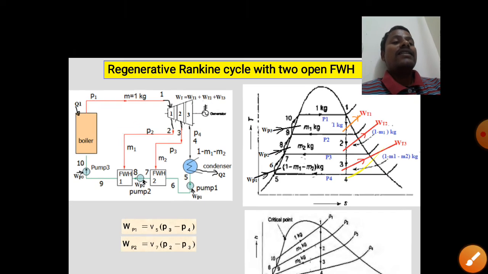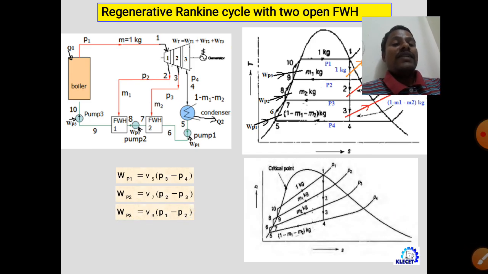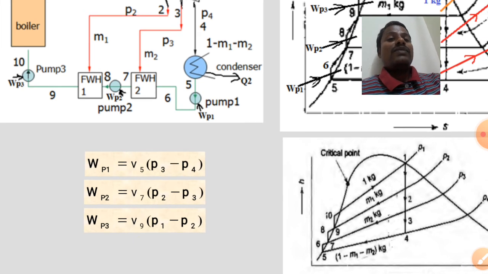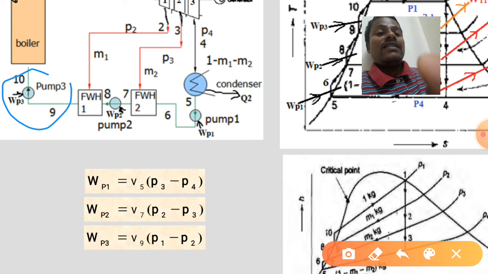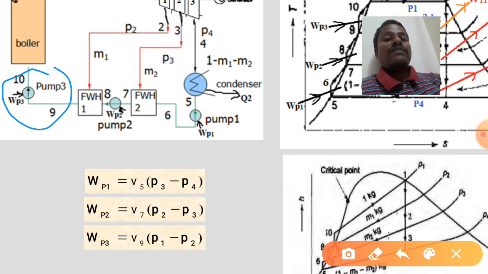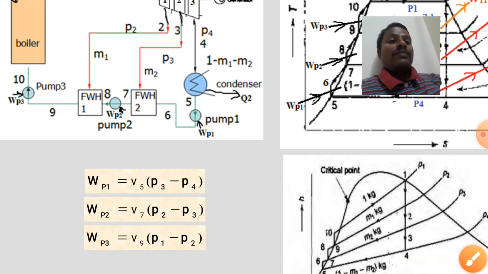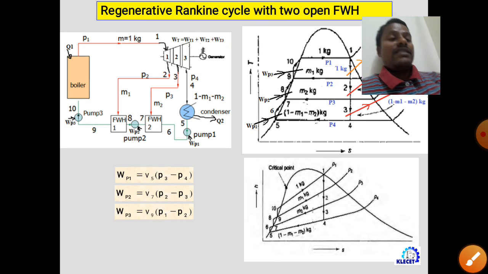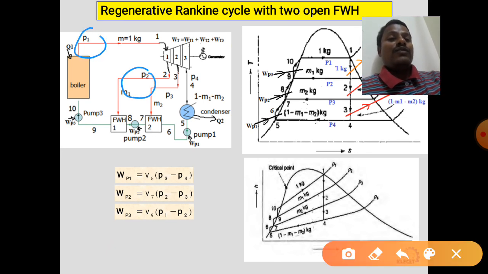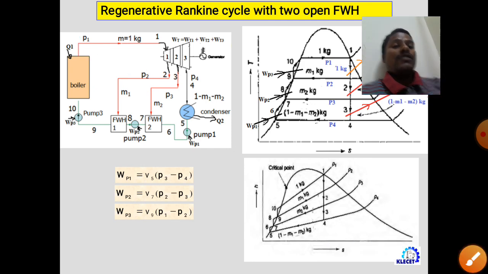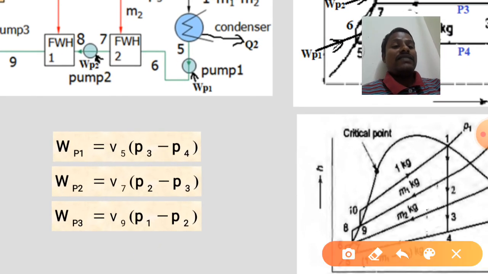Then again pump work 3: pump 3 is operating between 9 and 10 here. The inlet specific volume is V9, but this pump is operating between the pressures P1 and P2. So that is the reason we have written this formula, V9 into P1 minus P2.